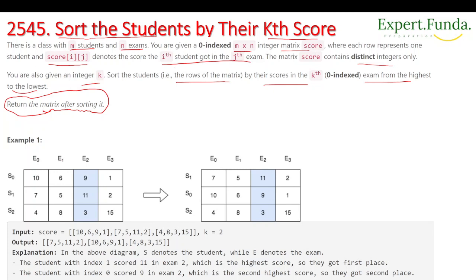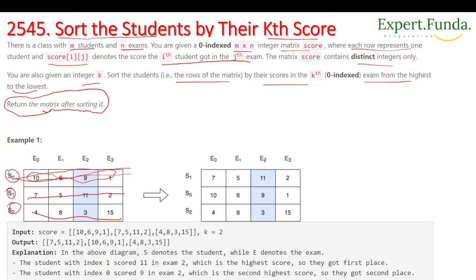We have m students and n exams, and there is a score. Each row represents one student. So these are the rows, and each row is representing a student. That's why it is saying s1, s2, s3.